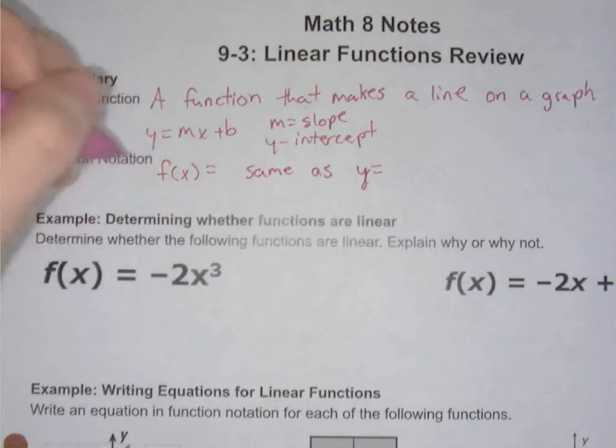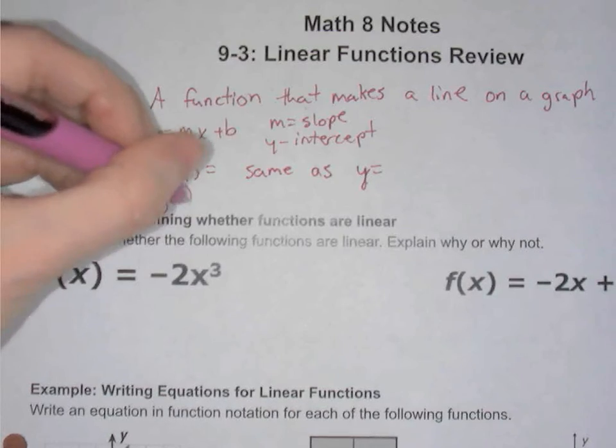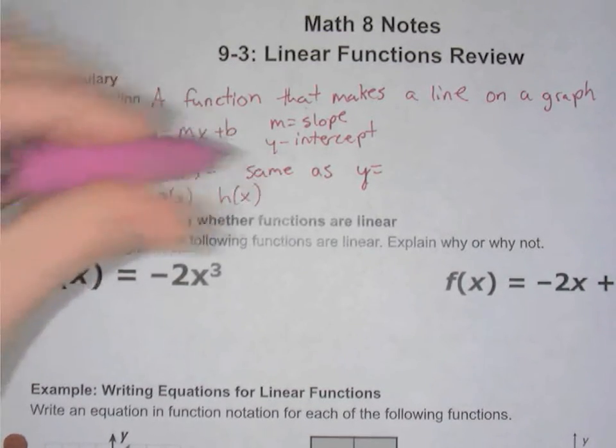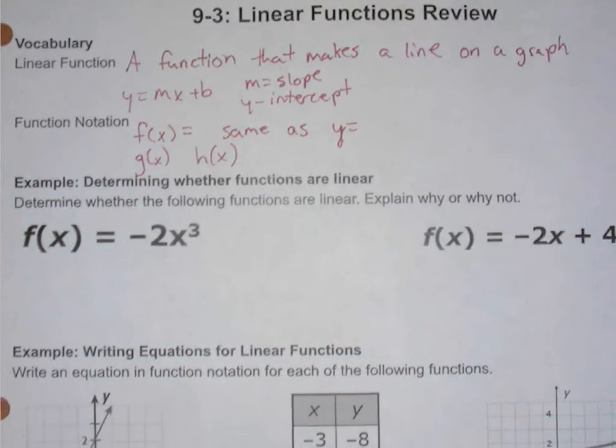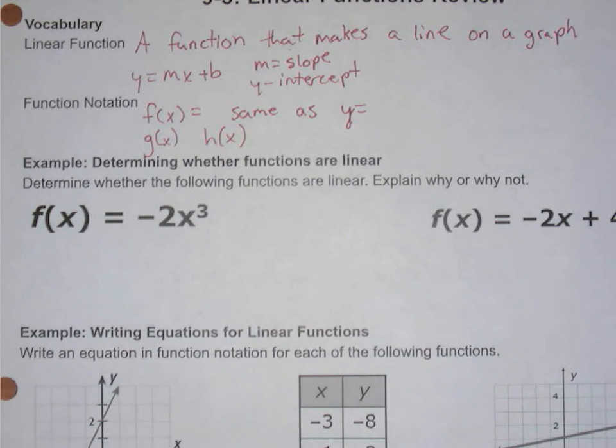Alright, you could also see things with different letters, so g of x or h of x. And the reason for that is so we can keep different functions straight if we have more than one function. So function notation, all you really need to know, every time you see f of x, you could replace it with y equals, and that would be exactly the same. Our first example down here is to determine whether functions are linear.